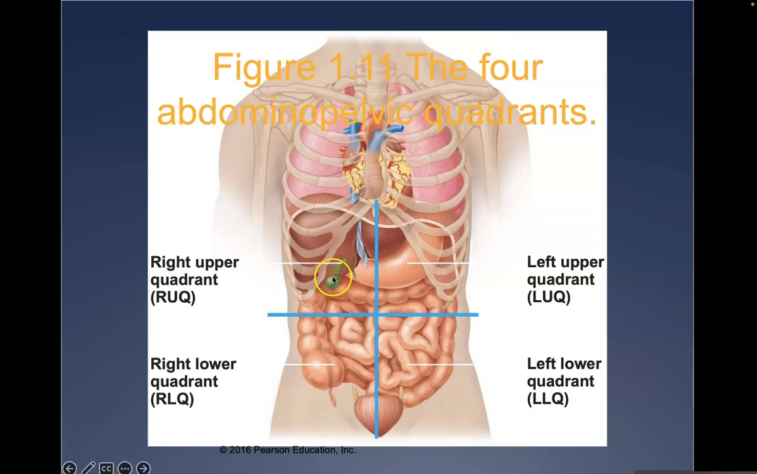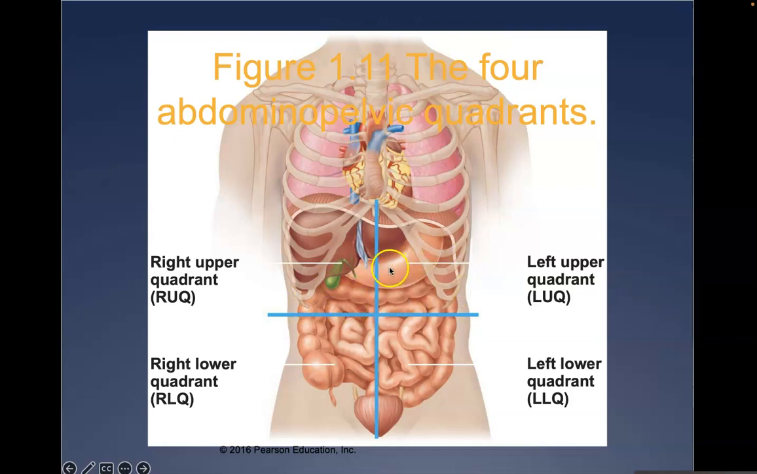If someone took a blow to the right upper quadrant, it's important to know what's in this right upper quadrant. If you know that the liver's here and the gallbladder's here, those are things you want to make sure, if someone was in a car accident, that their liver is okay. It's a pretty important organ, and that their gallbladder is okay. And then you have some of the intestines here.